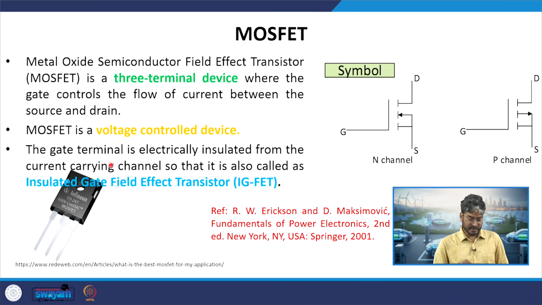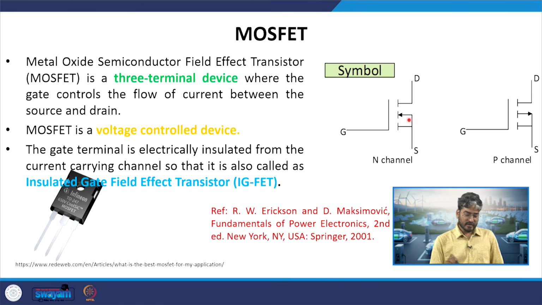The gate terminal is electrically insulated from the current carrying channel, so it can also be called an insulated gate field effect transistor. In this case, if you see, there is a gap between the gate and the body of the MOSFET. How is this symbol designed? It denotes that there is no electrical path between the gate and the other two power terminals.